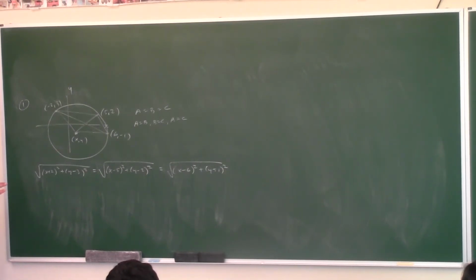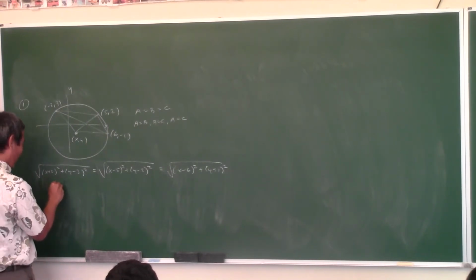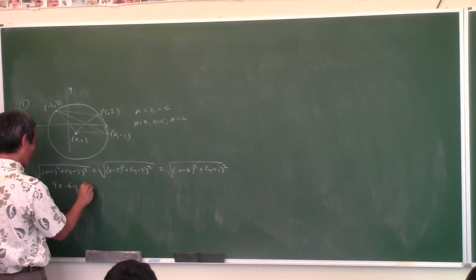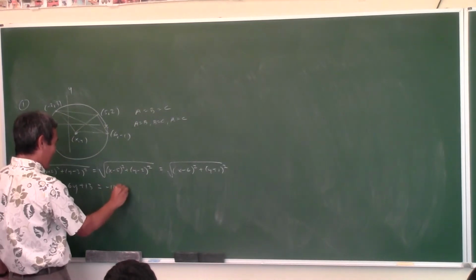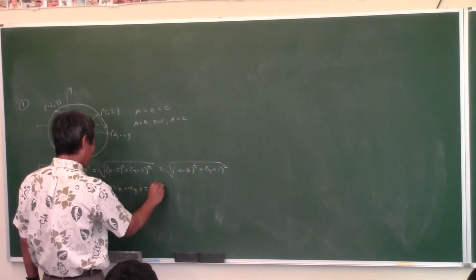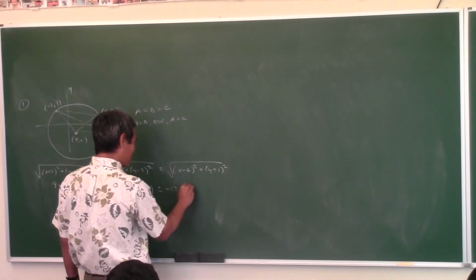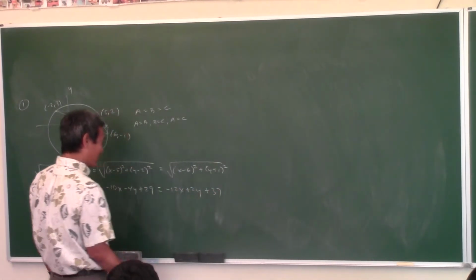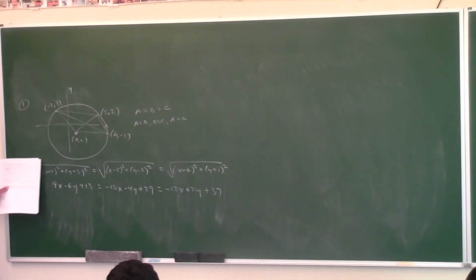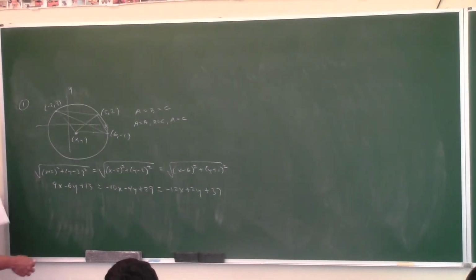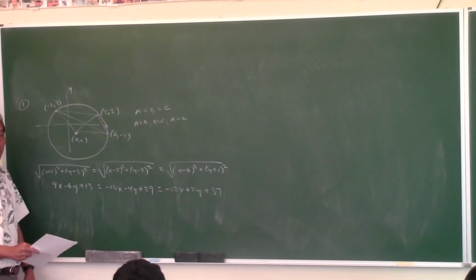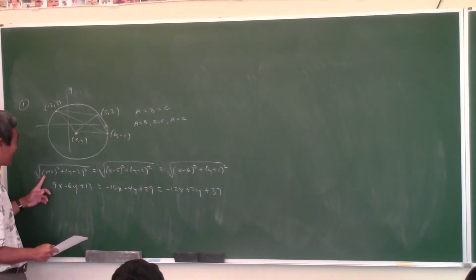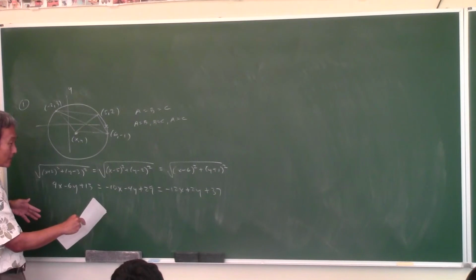I'm going to square both sides. I'm going to multiply out everything. I'm going to cancel some stuff. Watch and learn. 4x minus 6y plus 13 equals negative 10x minus 4y plus 29 equals negative 12x plus 2y plus 37. Do you see what I did? I squared everything, so no more radical, and then I multiplied it out. But then you're going to have x squared and y squared, and all the x squareds and y squareds are going to cancel out. If you have an x squared over here and an x squared over there, they can cancel out, right?